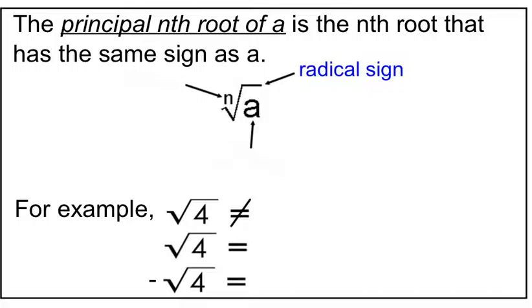This, of course, is a radical sign. The number that's underneath it is called the radicand. I don't use that word that often, but that is what it's called. And this is a pretty important one, the index. The index tells you if you're taking the square root, the cube root, the fourth root, and so on.